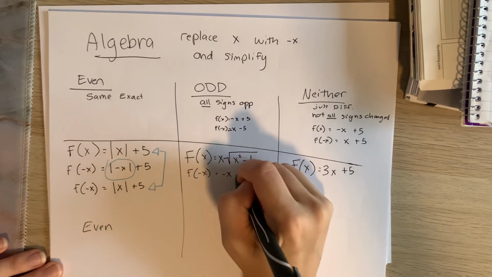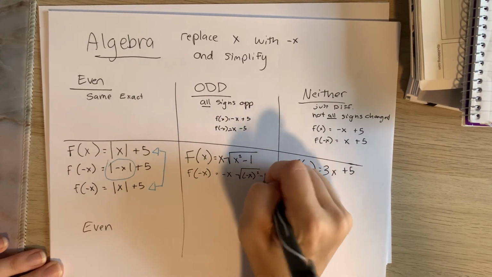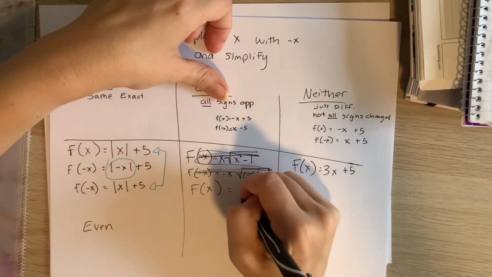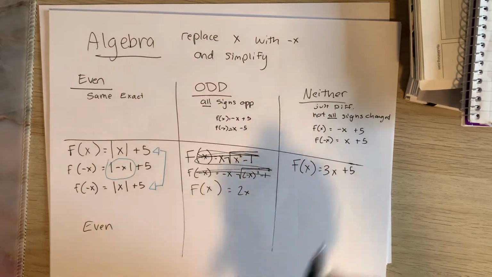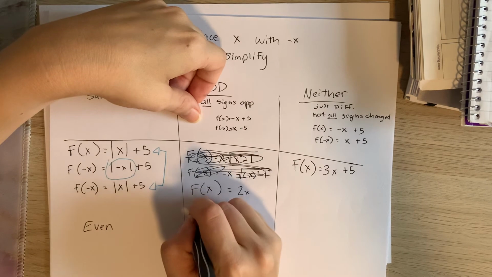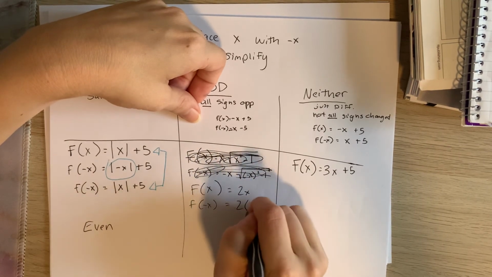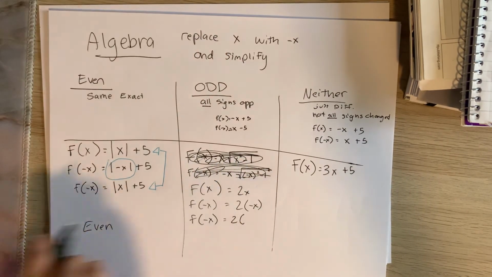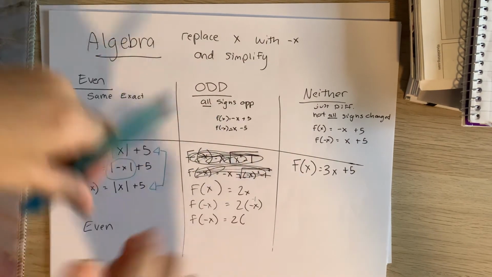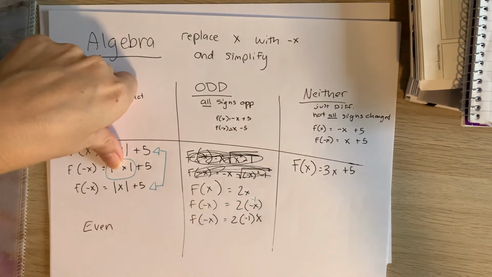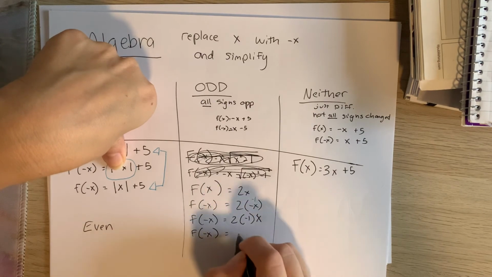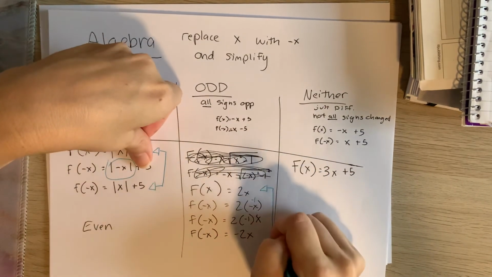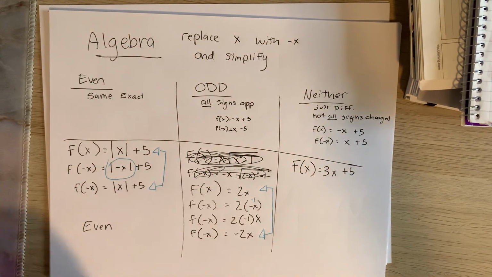For the middle one, replace all my x's. I'll do this example. So replace everything with a negative x. Don't forget that anytime you have a negative x, technically you have a negative 1x. So I'm going to break that into 2. 2 times negative 1 is negative 2. So compare the beginning to the end. I see that all my signs changed, which means it is odd.